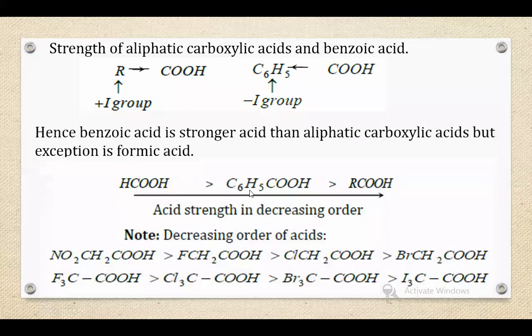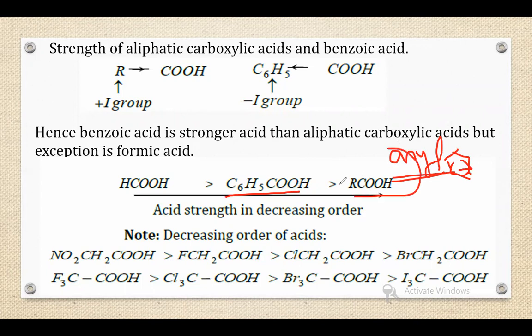You need to remember formic acid is stronger than benzoic acid or any R group. R group is a benzyl group, C6H5CH2, or the R group is simply called an aryl group. Aryl means minimum the benzene ring should be there. So HCOOH formic acid is stronger than C6H5COOH benzoic acid, which is stronger than RCOOH aliphatic carboxylic acid.